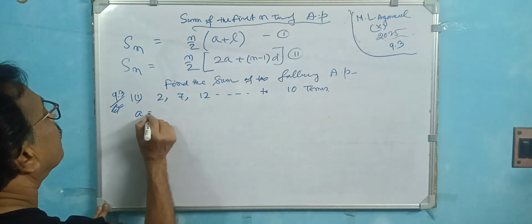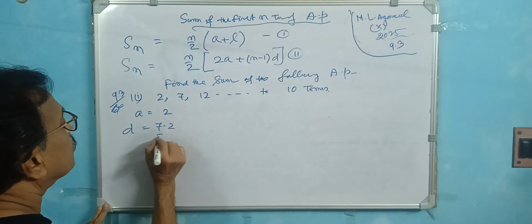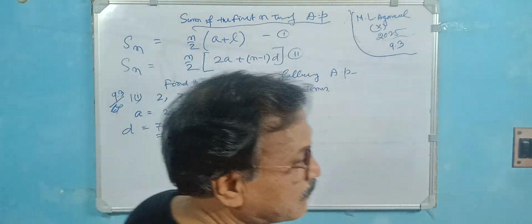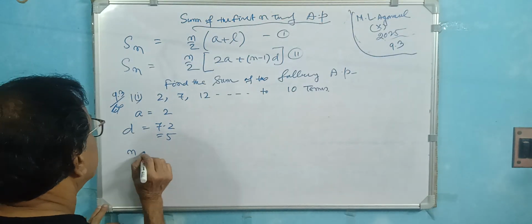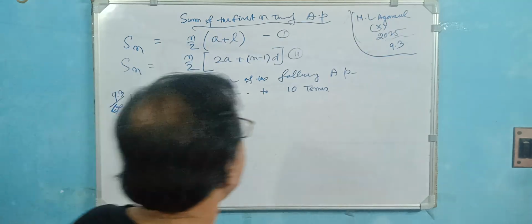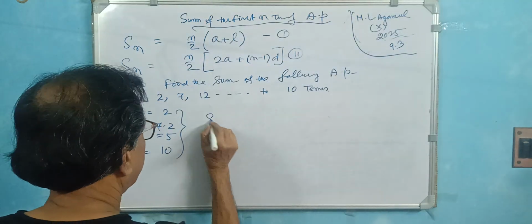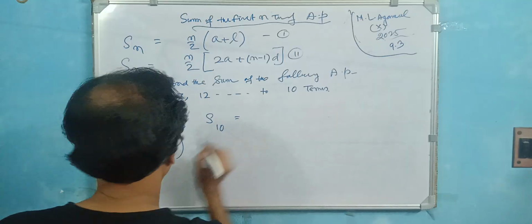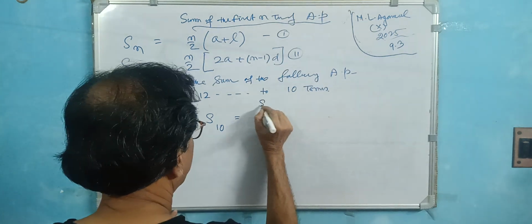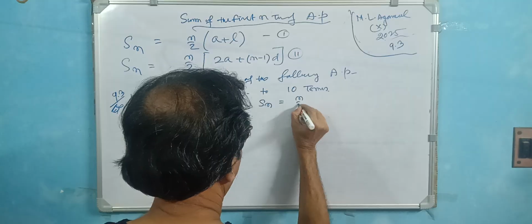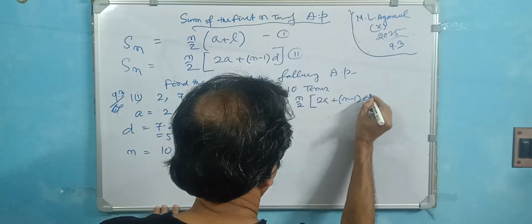So the first term a, no problem. First term a is 2. The common difference d is 7 minus 2, this is 5. Okay, 12 minus 7 also 5. So a and d you get, and n is the number of terms. So which formula you apply? You do not apply this formula, you just apply this formula. So this is Sn, that means S10. The formula is Sn is equal to n by 2 bracket 2a plus (n minus 1) into d. You just apply the formula.